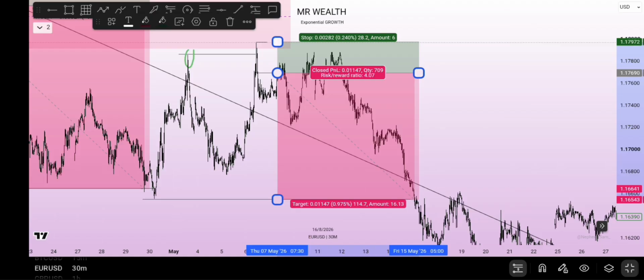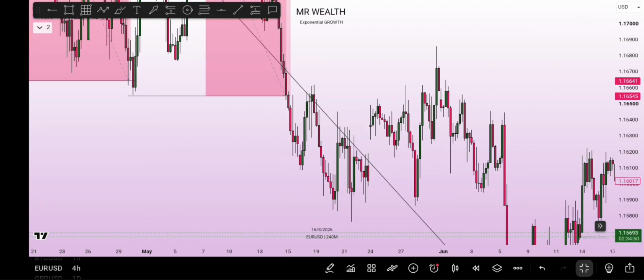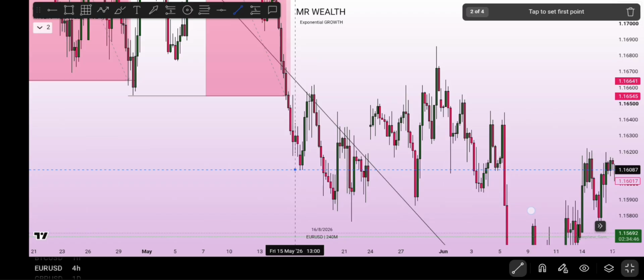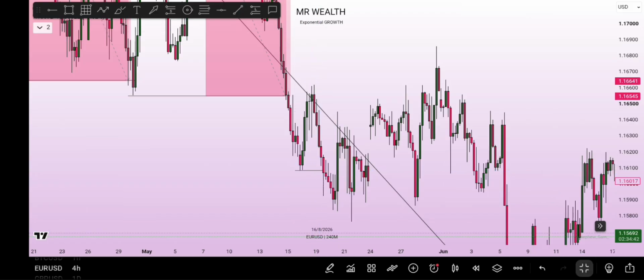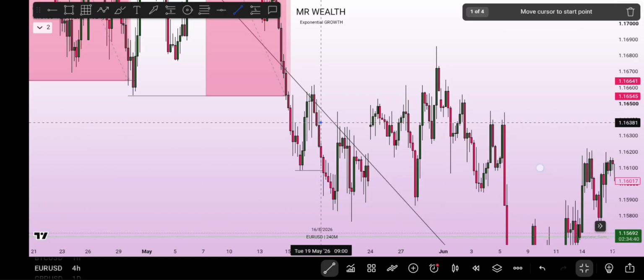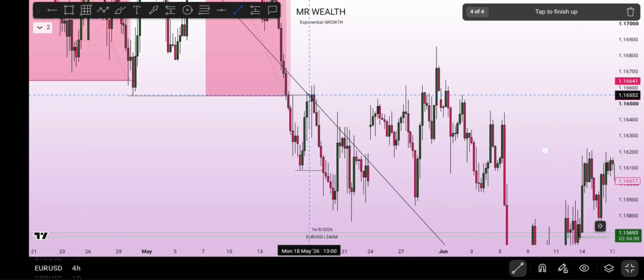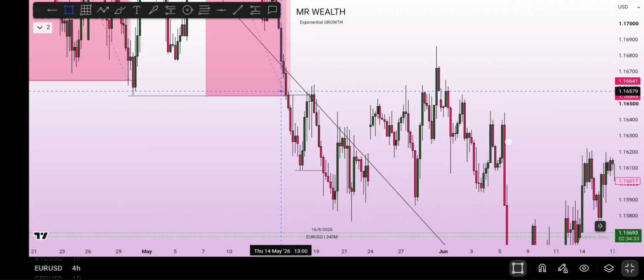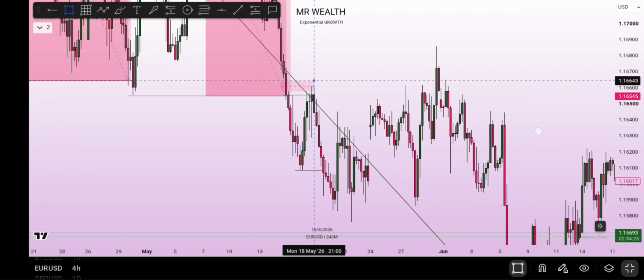So let's go back to the 4 hours. We have a minor internal break here that is very fast and interesting. There was a sweep here, and it triggered from an FVG. FVG is fair value gap, and it's a gap between candles. So that's an FVG.